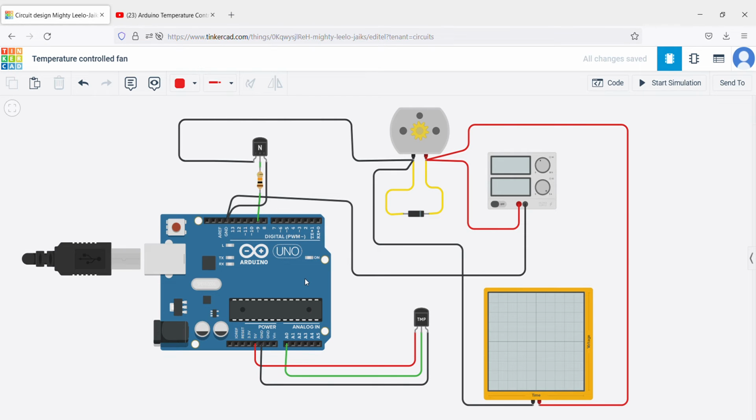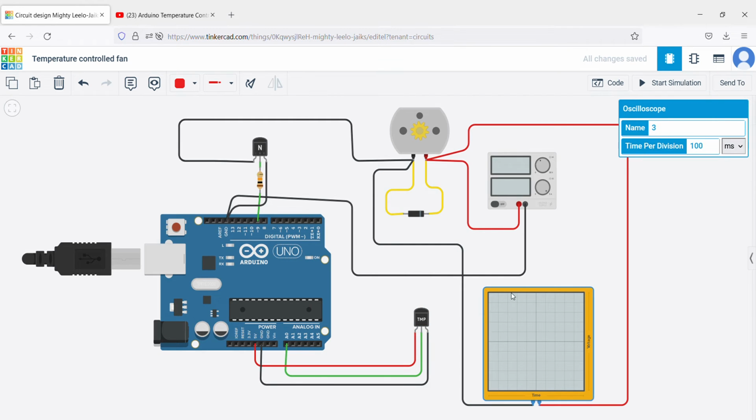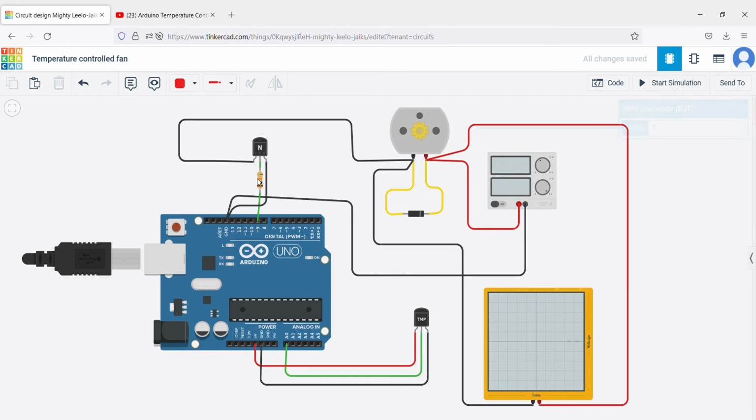So here are the components of my circuit. I have taken an Arduino UNO board, a temperature sensor, an oscilloscope which measures the voltage across the DC motor, a 12-volt power supply, a diode, notice the bias in the diode, an NPN transistor, and a 10 kilo ohm resistor. The resistor I have connected to digital pin 9, while the V out terminal of the temperature sensor has been connected to analog pin A0.